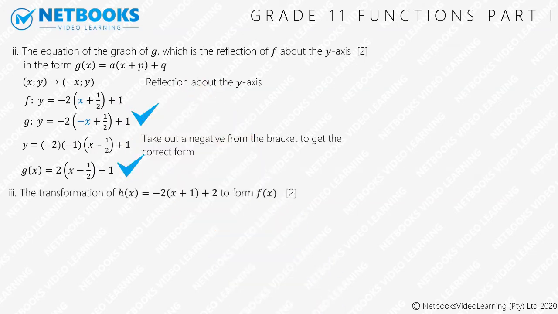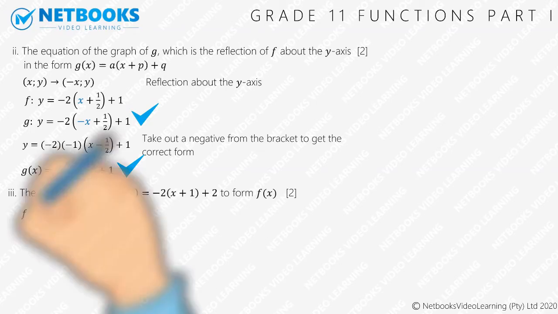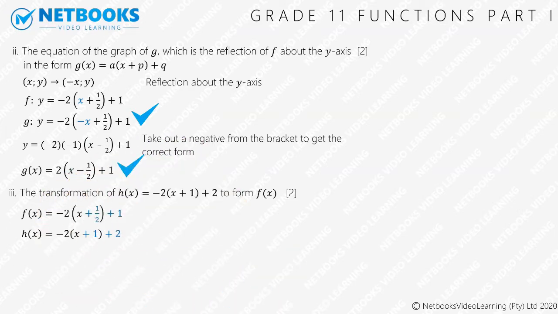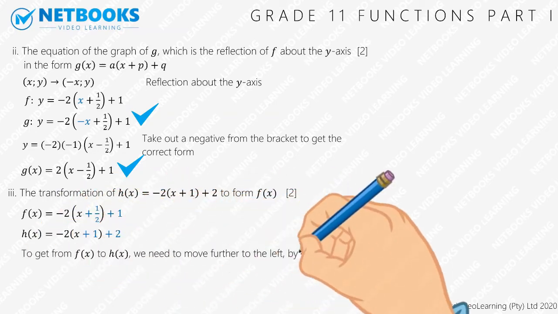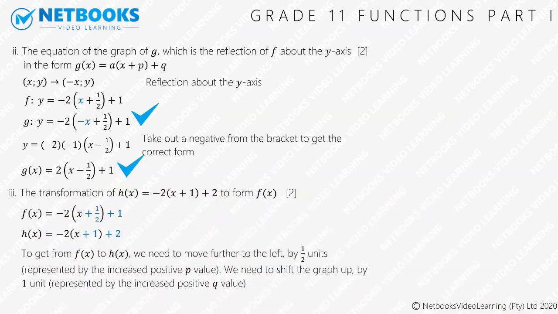Now, we're asked to describe the transformation to take f of x to become h of x. If we list the two functions, we can see that only the p value and q value are different between the two. H of x is a half unit further to the left. H of x is also 1 unit upward from f. So the transformation required is translation half a unit to the left, and 1 unit upward. You get a mark for each translation correctly stated.